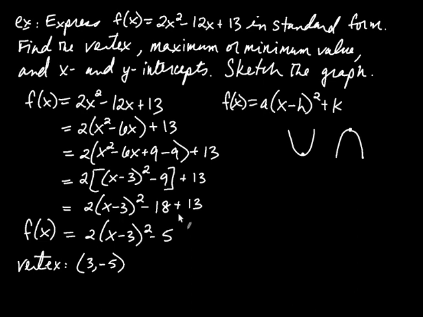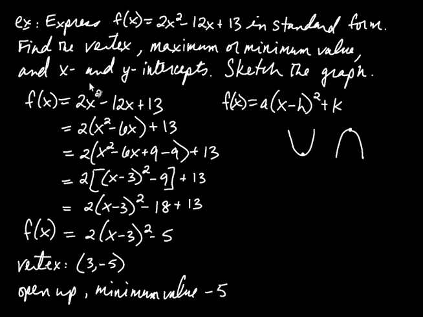So in this case, because a is positive, a is 2, I know that this parabola must open up. And if it opens up, then it has a minimum value. So it opens up, therefore the minimum value is going to be the y-coordinate of the vertex, which is negative 5. The minimum value is negative 5.